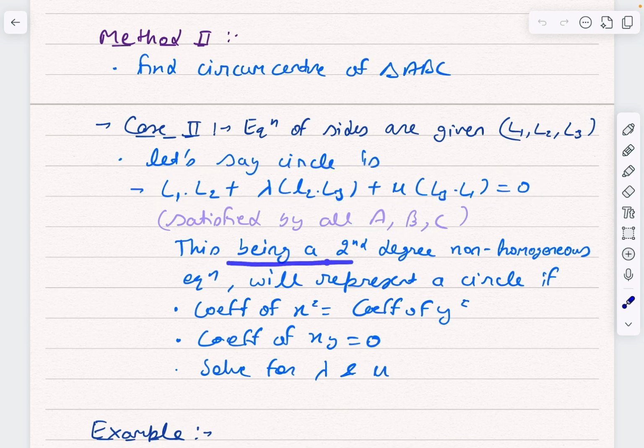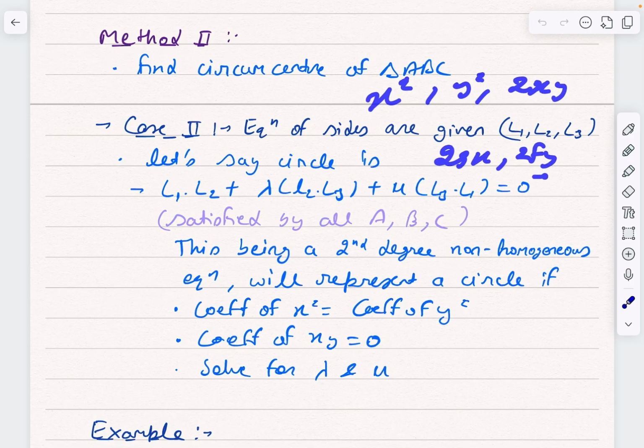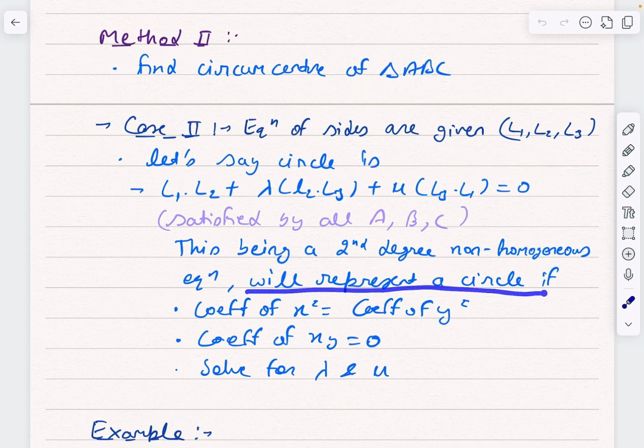Now this will be a second degree non-homogeneous equation. Second degree, like the x square term will be there, the y square term will be there, the xy term will also be there, only x term will be there, only y term will be there. But this will represent a circle only if the coefficient of x square equals the coefficient of y square and the coefficient of xy is equal to 0.